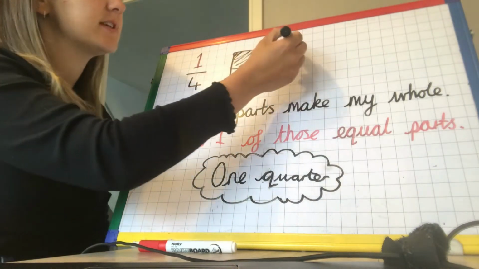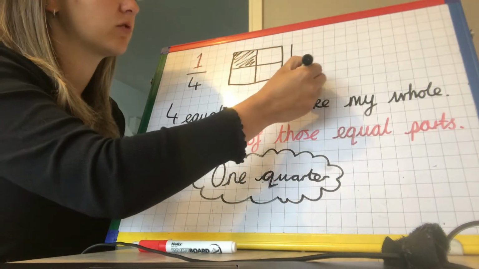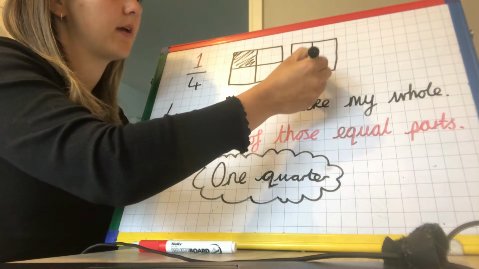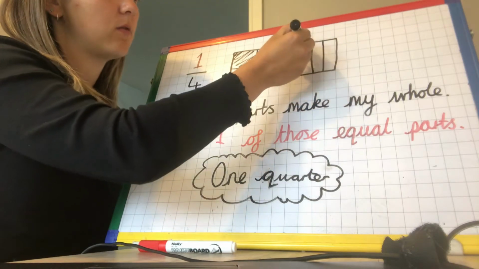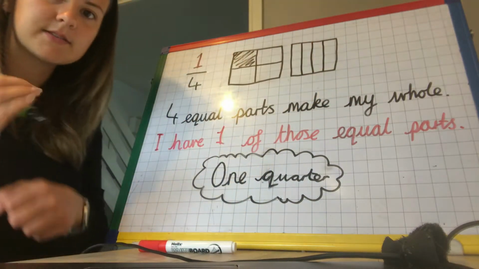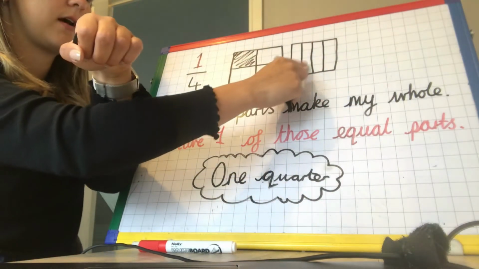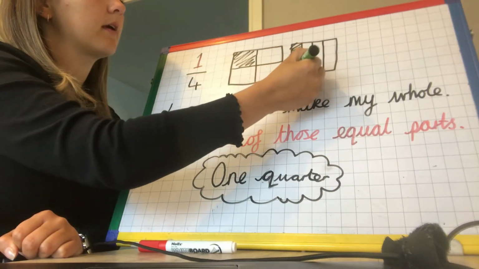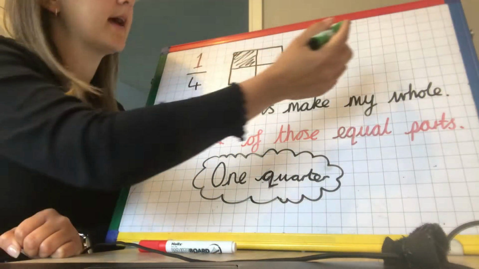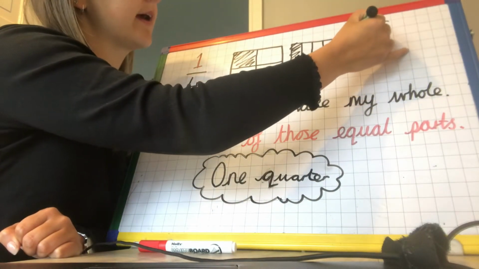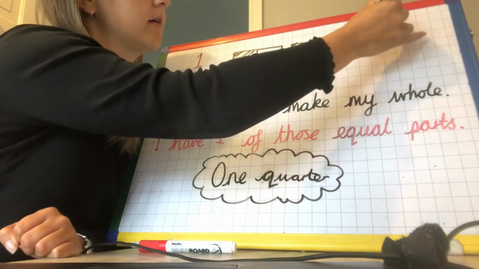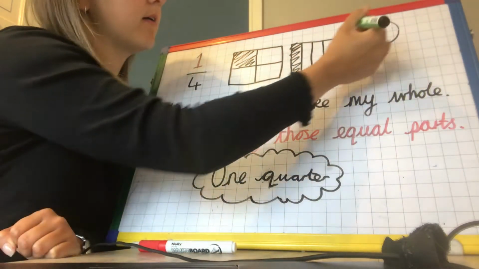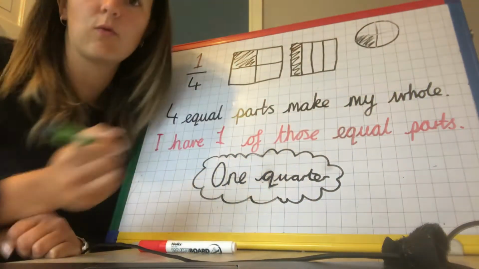Okay, I could actually split this another way as well. I'm going to draw a square. Okay, I'm going to half it, and I'm going to half those halves to make a quarter. So 4 equal parts make my whole, and I have one of those equal parts. I have got a quarter. Now, I'm going to do it with a circle. 4 equal parts make my whole, and I have one of those equal parts.